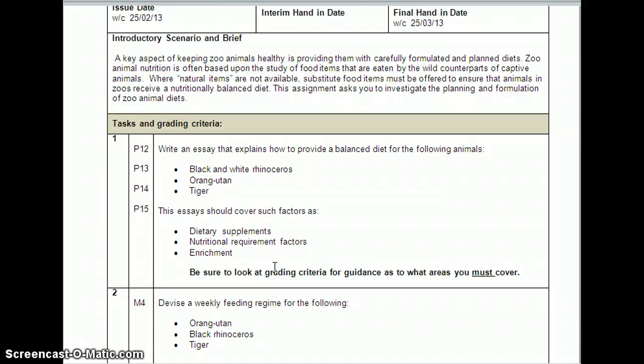What I'm expecting is probably around 500 words for each animal, so you're probably looking at 2,000 words in total for that first task. So it's quite big, but then you've only got two tasks in total for this whole assignment. What you also need to do for that first task is just to state how to provide a balanced diet for the animals. So what I want you to be able to do is to explain to me what you might see if you were providing a diet for each of those animals. Just a brief description of the type of food that you would feed that animal.